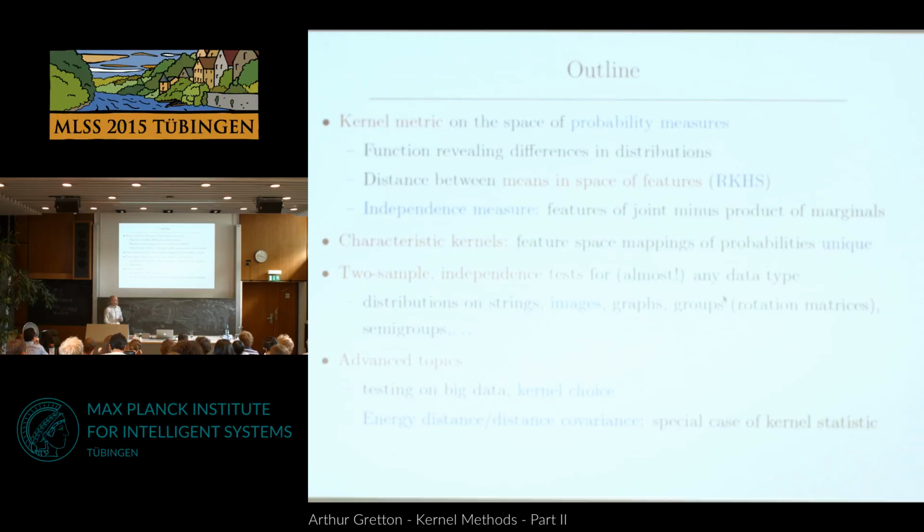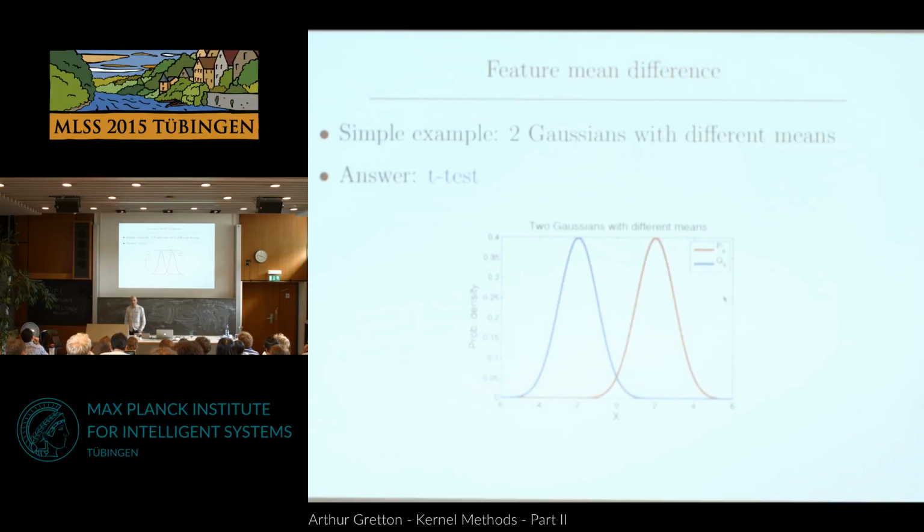And then probably in the next lecture, I'm going to talk about some other slightly more advanced topics. So every time I give a talk on testing, I get to the question section and somebody says, oh, but how do you choose your kernel? And I'm going to answer that question, I promise. Okay. So let's start with the notion of using features to tell apart probabilities.